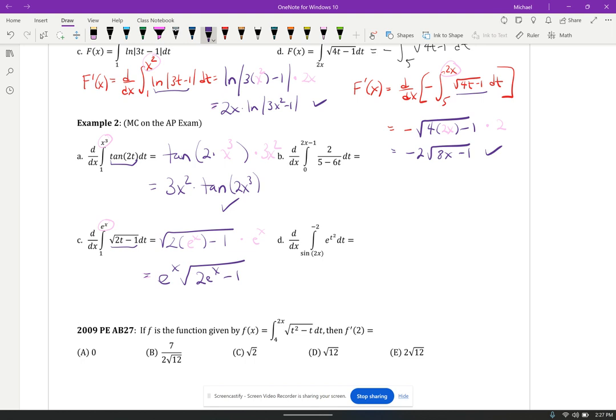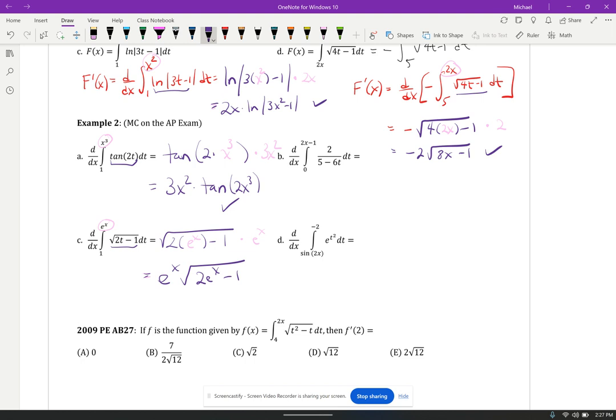Some students say this is a shortcut. I agree with them. It is a shortcut. But it only works if I'm taking the derivative of an integral. If I'm just doing an integral, this is not what the shortcut says, right? I have to be taking the derivative of the integral for them to undo each other, and then I'm just left with that function on the inside.